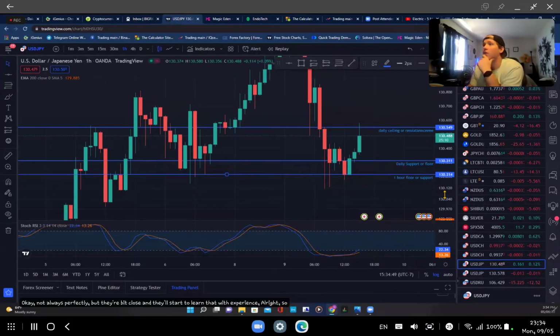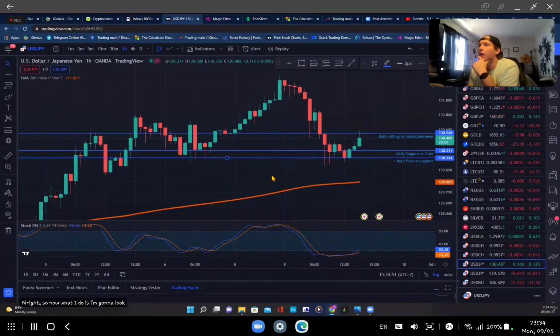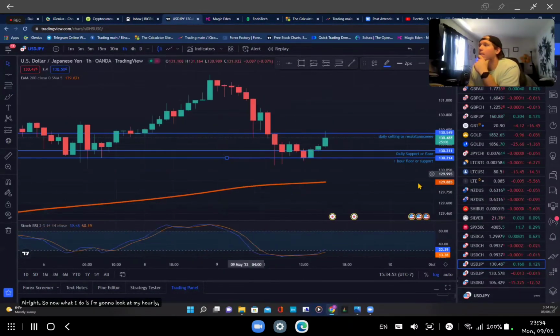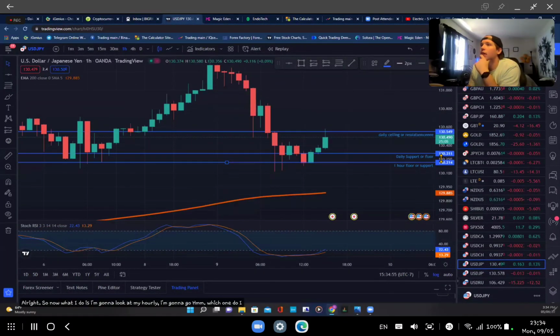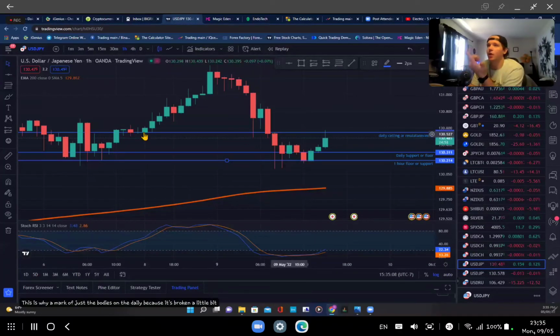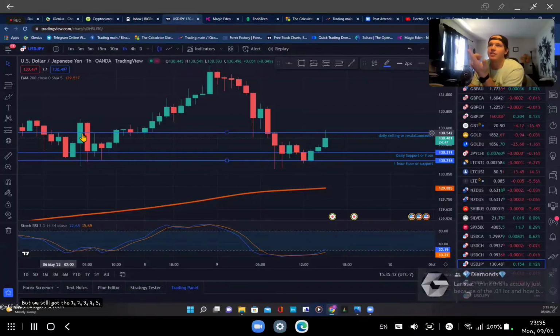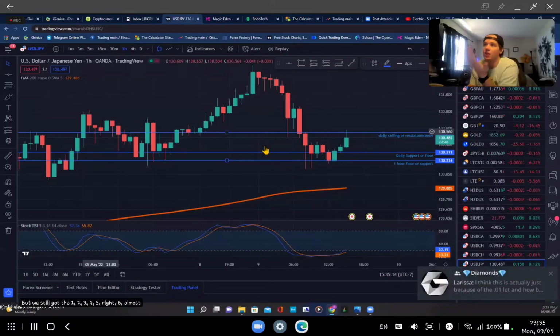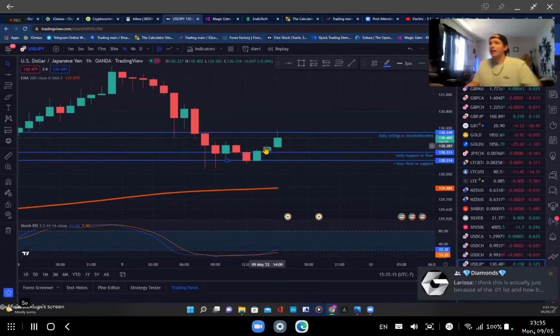So now what I do is I'm going to look at my hourly, and I'm going to go, which one do I want to do now for a resistance? I kind of like where my daily's at, and this is why I mark up just the bodies on the daily, because it broke it a little bit, but we still got the 1, 2, 3, 4, 5, right? 6 almost touches there.